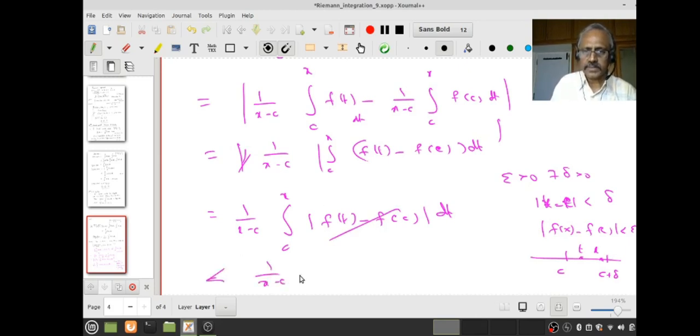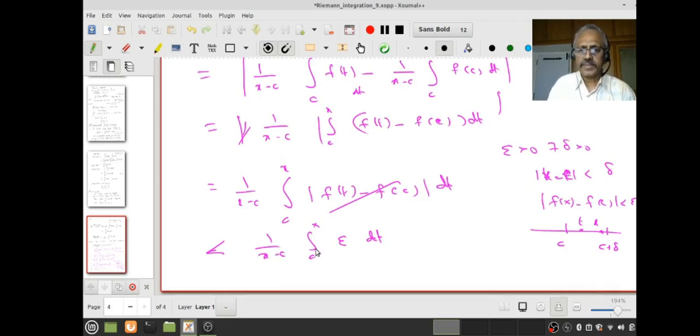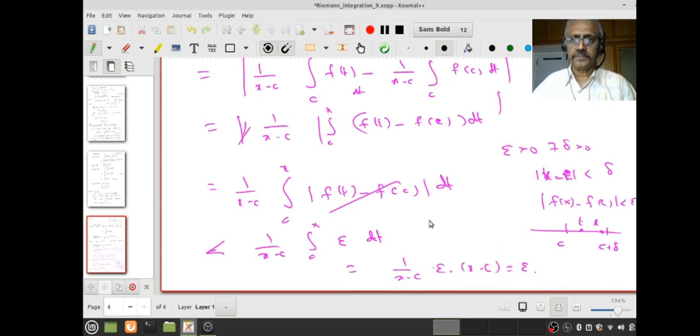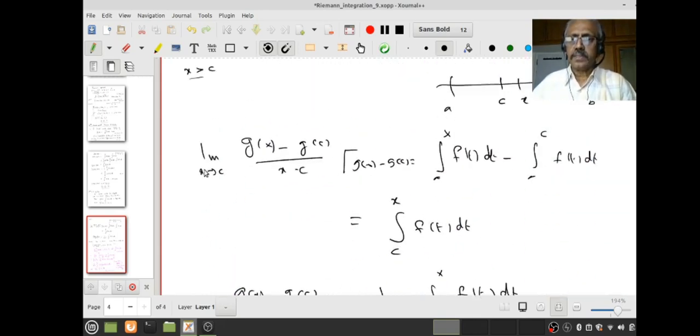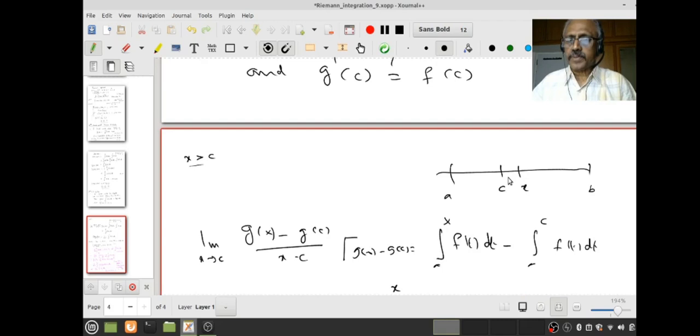1 by x minus c, c to x, epsilon dt. But epsilon is a constant. What do I get? 1 by x minus c into epsilon into x minus c, therefore equal to epsilon. Do you understand this? So for x approaching c from the right I have done.